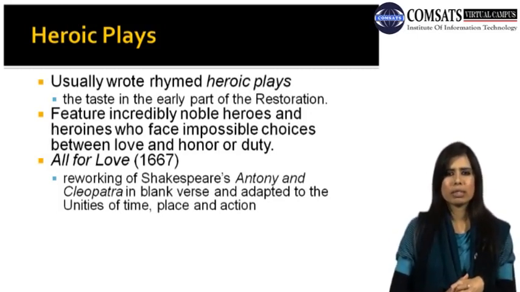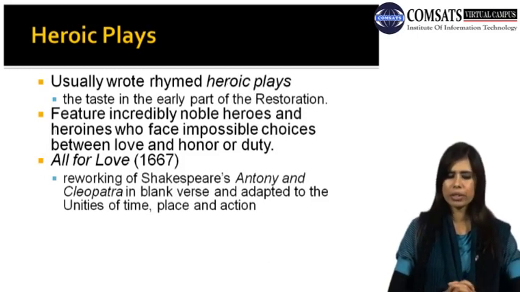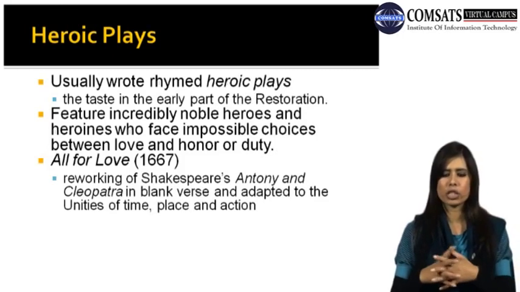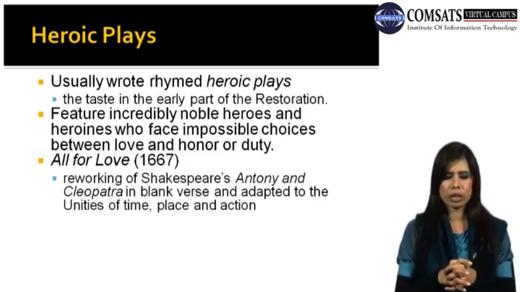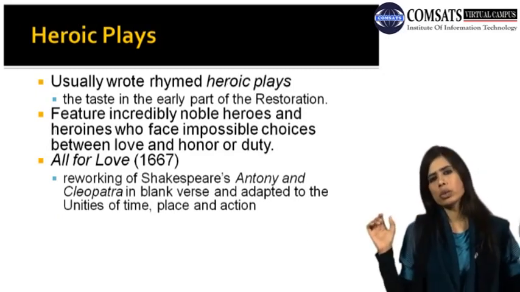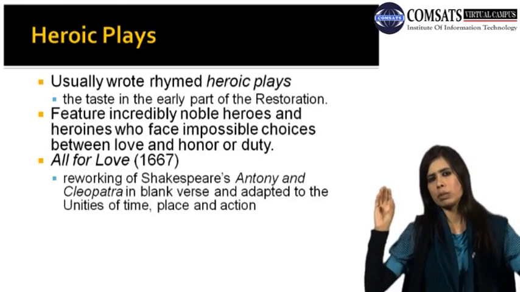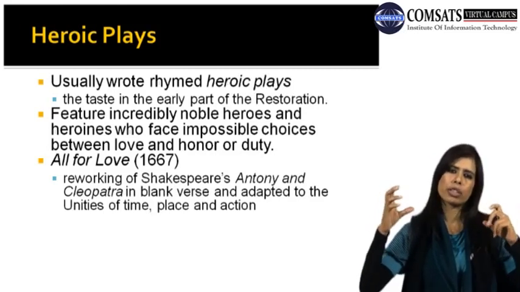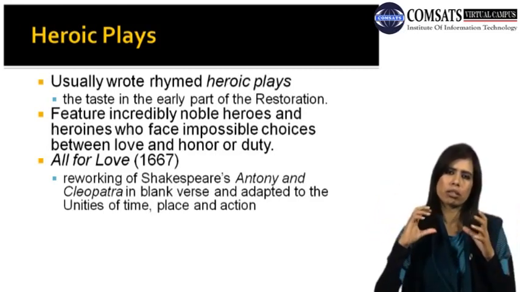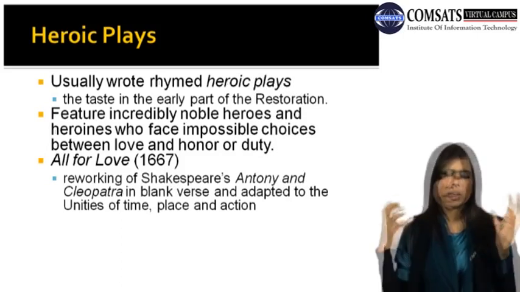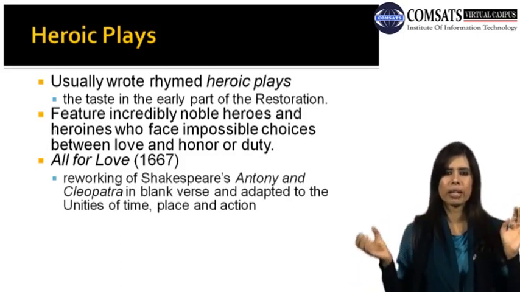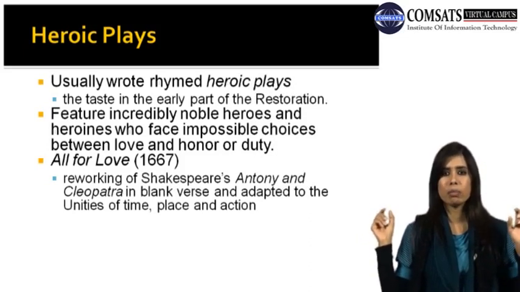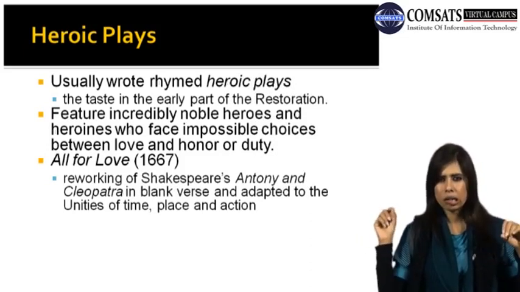All for Love, this was his first heroic play, and that was written in 1667. So here, my dear students, this is the reworking of Shakespeare's Antony and Cleopatra in blank verse and adapted to the Unities of time, place and action. So you can see the effect of the Elizabethan age on 17th century literature, especially on Dryden's writing. He wrote this play in blank verse and adapted the unities of time, place and action like Shakespeare did in his play Antony and Cleopatra.